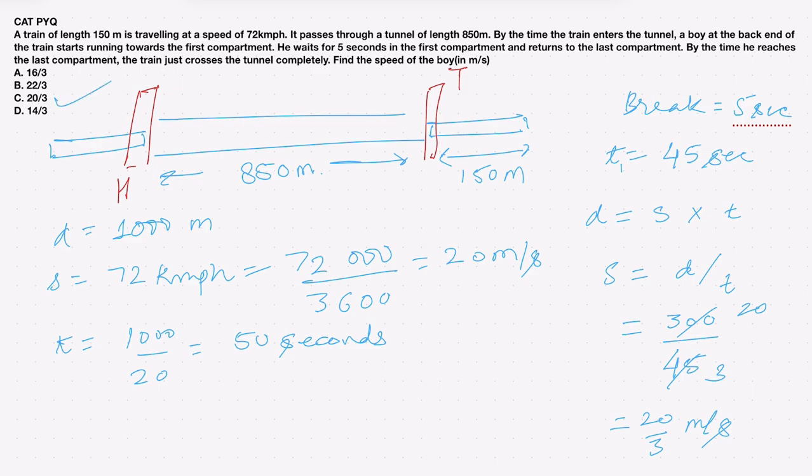Quick and easy again, but the point to be noted here is that by the time the train enters the tunnel, that means the head part, a boy at the back end of the train starts running, and then by the time he reaches the last compartment, the train just crosses the tunnel. But to ascertain what distance was traveled by the train in this time, it is calculated from head to head, which becomes equal to 850 plus 150 is equal to 1000 meters. A slight miss of details and the question would derail.